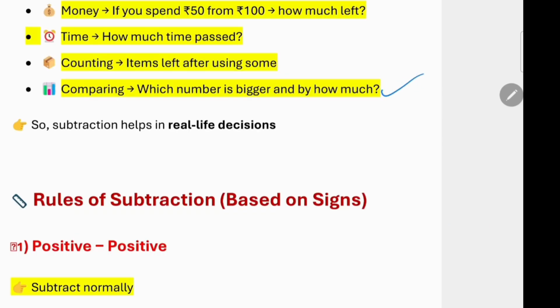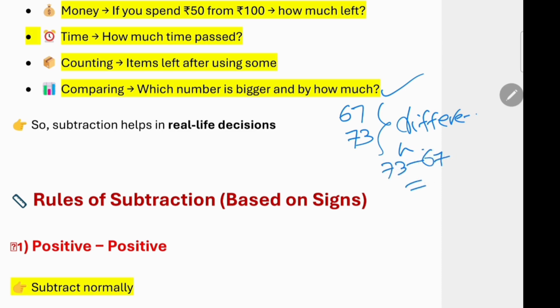And next one, comparing. Which number is bigger by how much? For example, your friend got 67 marks, you got 73 marks. What is the difference between you and your friend? And how much gain, etc. Therefore, 73 minus 67 is equal to 6. So, in this case, we also use subtraction. As to this, subtraction helps in our real life decisions.